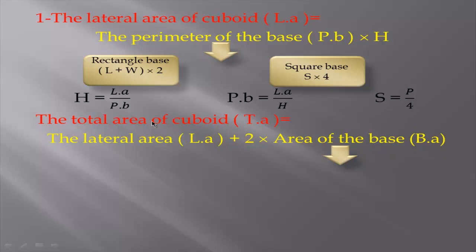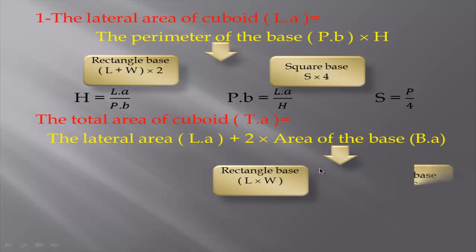Now, the total area of the cuboid, denoted by the symbol TA, equals the lateral area plus 2 times the area of the base. As we talked about before, we have 2 kinds of bases. The first one is a rectangle base. The area of the rectangle base will be length times width. And the other kind will be a square base, so it will be side times side.